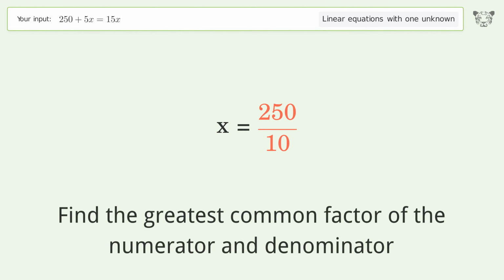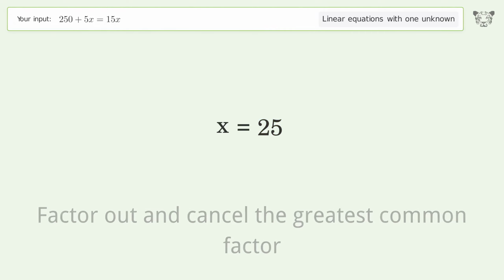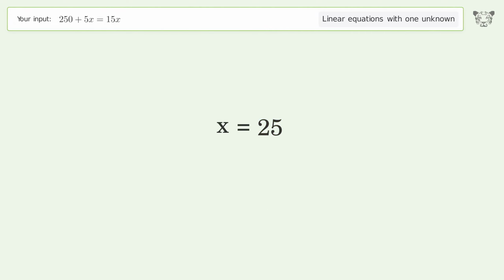Find the greatest common factor of the numerator and denominator. Factor out and cancel the greatest common factor. And so the final result is x equals 25.